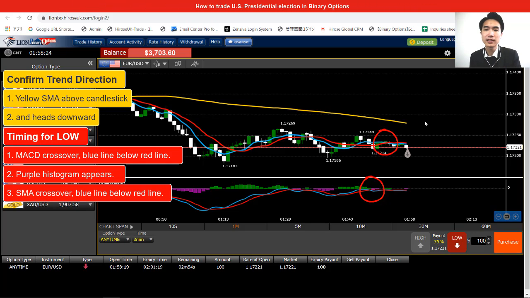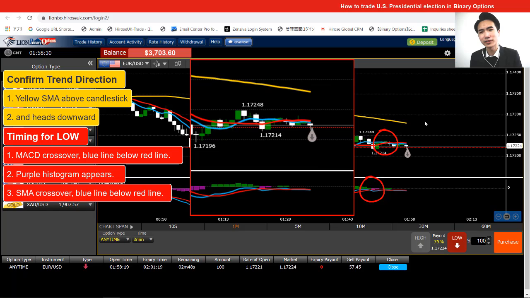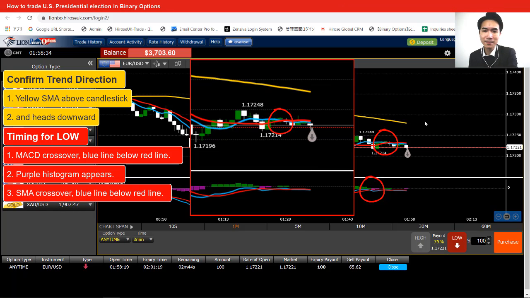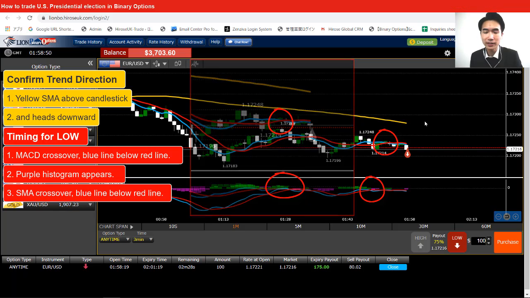You see that now the crossover, but if we zoom in a little bit, we can see that they actually crossed over earlier. But if we look at the MACD down there, we see that the purple histogram actually disappeared and the green histogram came out as well. That's why I waited a little bit for another purple histogram to come out, and that's why I opened that trade there.